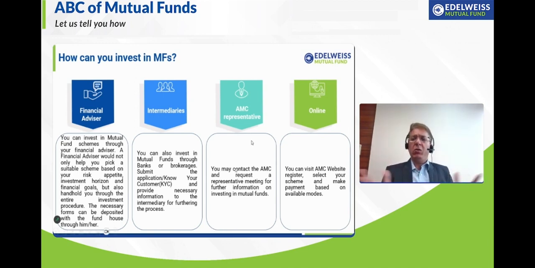And lastly, you can go online to any AMC website and choose your scheme, make your payment based on the available modes and make your investment decision. So four options for all of us. You could choose basis your understanding of which scheme to pick, basis your comfort. If you don't know which scheme to pick, you can go through an intermediary or a financial advisor route. They will guide you and help you make the right choice.